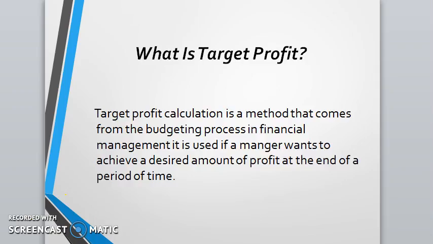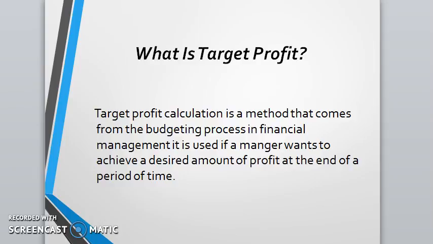The next objective that we will discuss is: what is target profit? Target profit is a calculation that comes from the budgeting process in financial management. It is used if a manager wants to achieve a desired amount of profit at the end of a period of time. In order to work this out, you will need to make an estimation of the existing business activities.